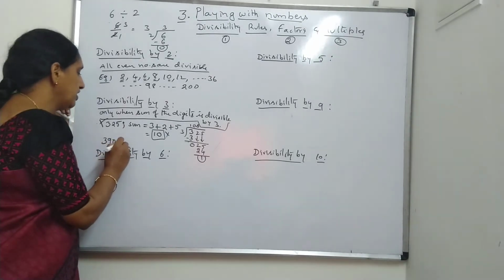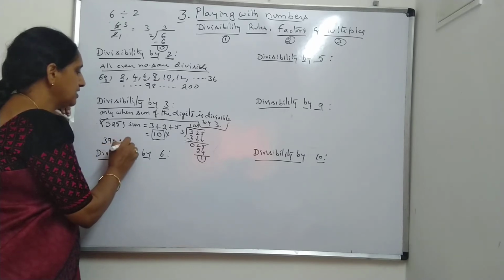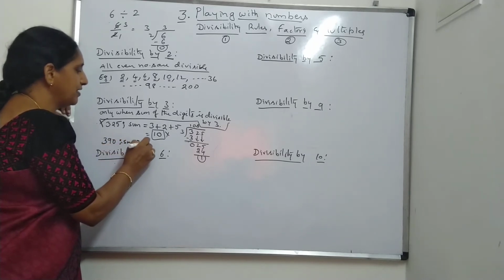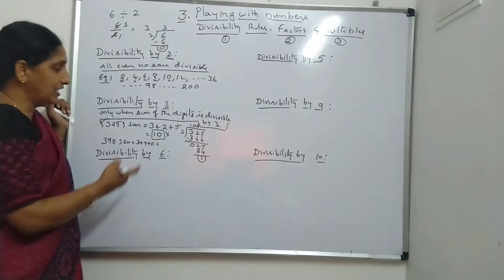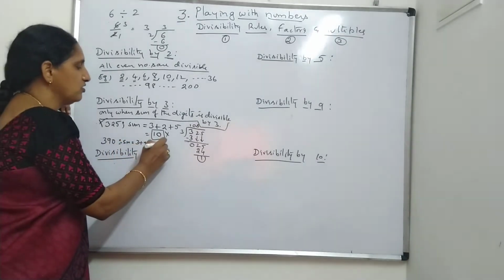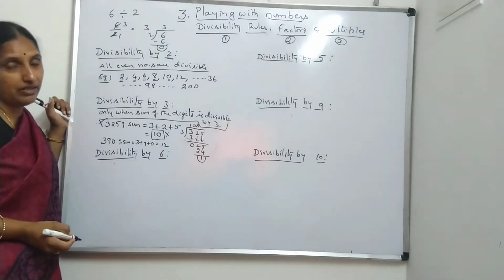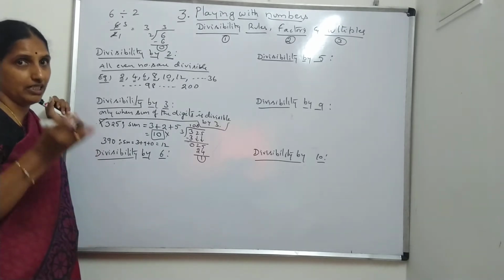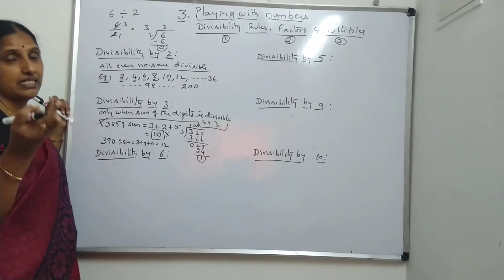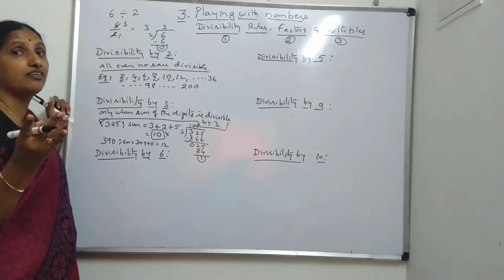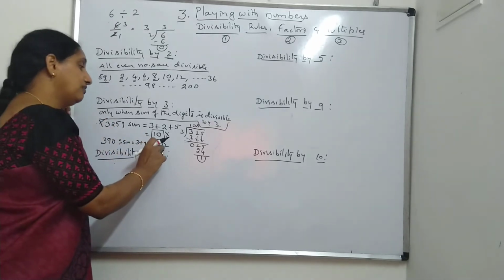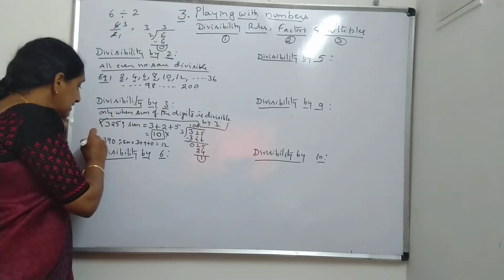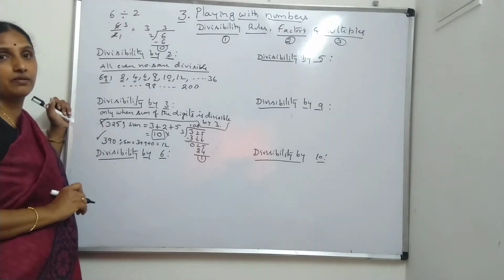390. So let us find out the sum now. The sum is equal to 3 plus 9 plus 0. 3 plus 9, 12, 12 plus 0, 12. Is 12 divisible by 3? Yes, absolutely. 3 ones are 3, 3 twos are 6, 3 threes are 9, 3 fours are 12. Very good. So, 12 is divisible by 3. Thus, 390 is divisible by 3.